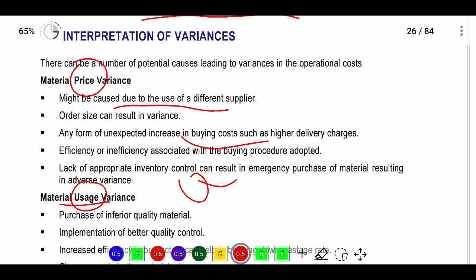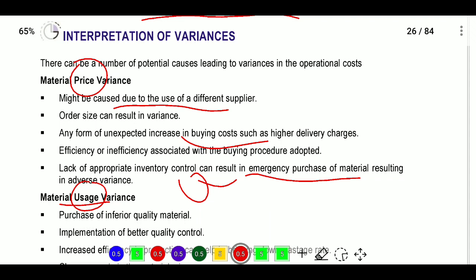Sometimes there may be a problem of transportation, so no transportation is available, then at that time transportation cost will be increased. Next, efficiency or inefficiency associated with the buying procedure adopted. What is the procedure they adopted? Based on that also the price will change. Next, lack of appropriate inventory control can result in emergency purchase of material.